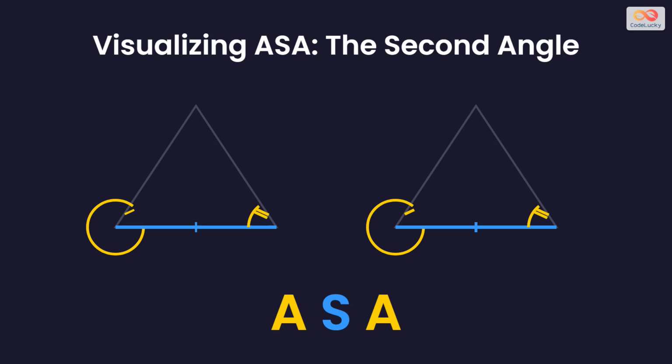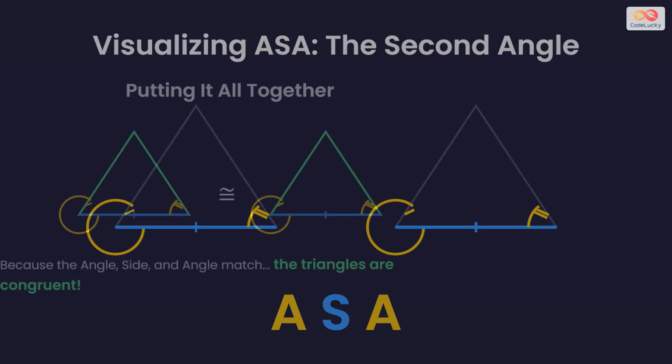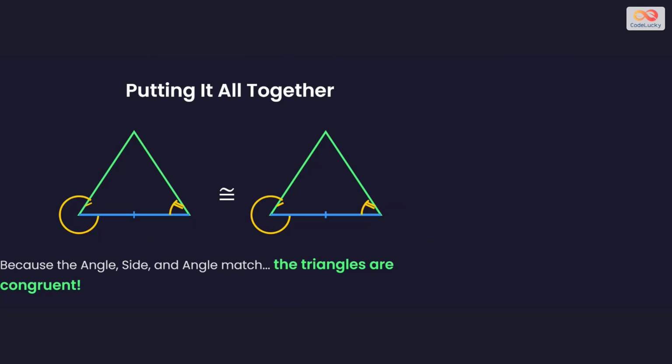Finally, we check the second angle. If the corresponding angles at the other end of our included side are also congruent, we have the second A in ASA. This completes the angle-side-angle pattern. So we have a matching angle, a matching included side, and another matching angle. Since all three of these corresponding parts are congruent, the ASA postulate tells us that the triangles themselves must be congruent.